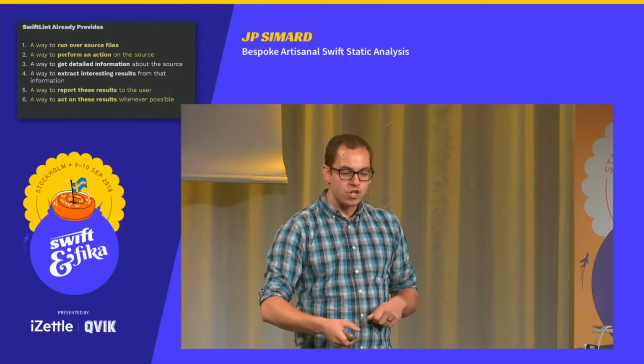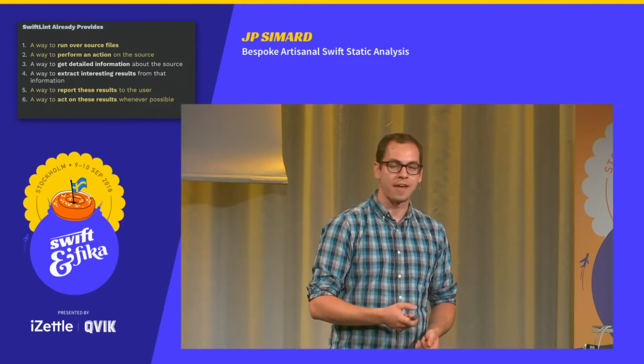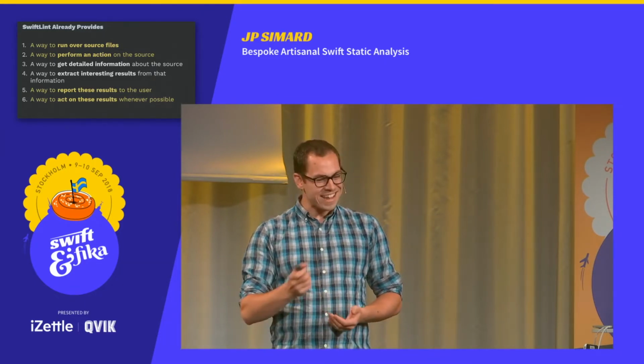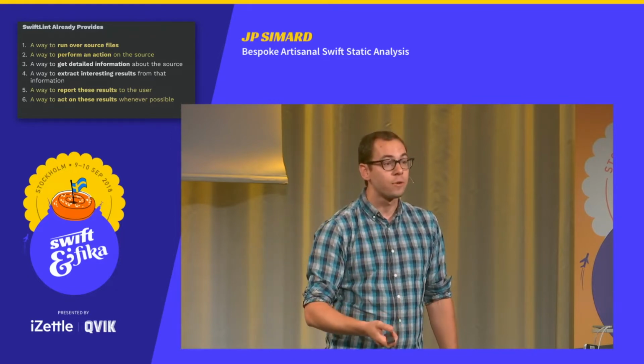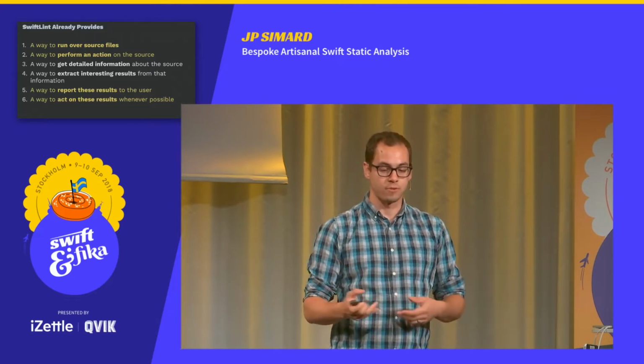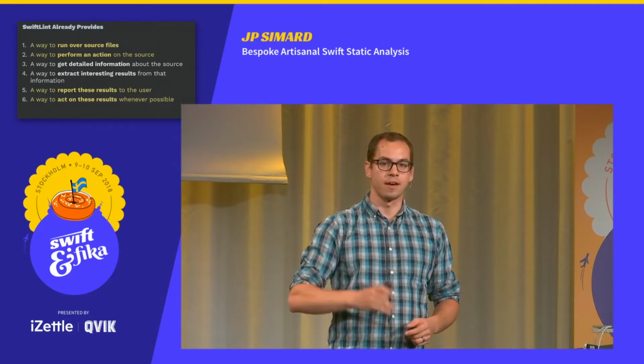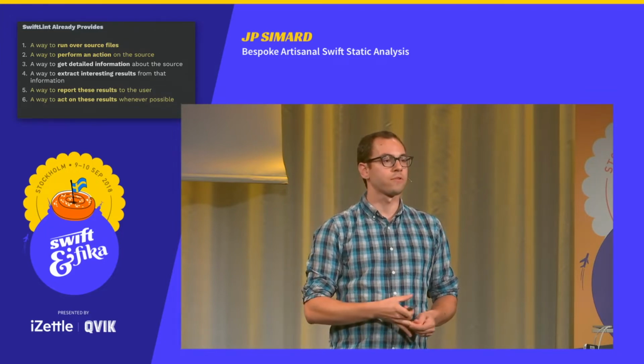It can actually provide a baseline for us to get those steps out of the way, right? A way to run over your Swift source files, a way to perform actions on all of these sources. How SwiftLint works today, it runs these lint rules on all of your source files. It doesn't get you that detailed information to the level that we need for static analysis, and it certainly doesn't give you any of the means to extract interesting results from it, but you can report them back to the user, either on the command line or in Xcode. You'll see some errors or warnings, and a way to act on the results where you can auto-correct some of the correctable issues. All right, so what's left to do?